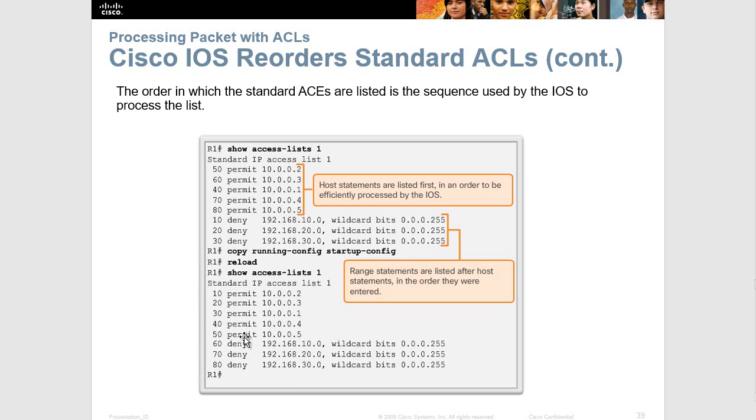Hopefully that's clear. So hosts first, networks second. Networks will be in the order that you entered them. Hosts will not be. They'll be rearranged so that the router can look through them as quickly as possible. And if you copy your running config to startup and reload the router, it will actually change the entry numbers. So that's something you'll see as well.